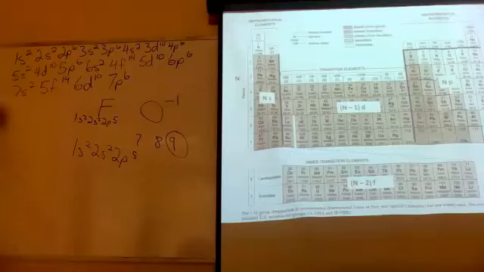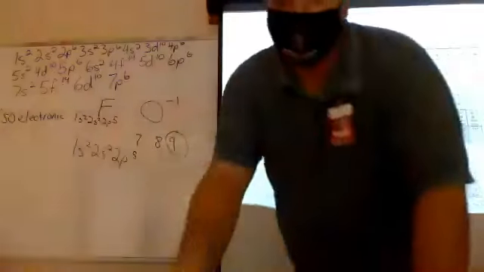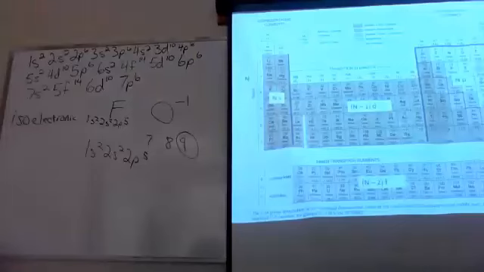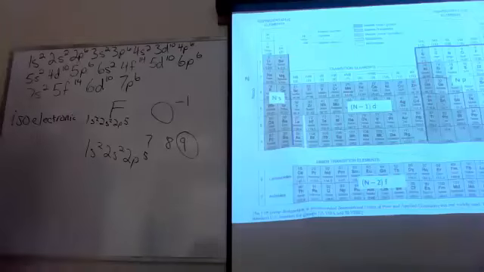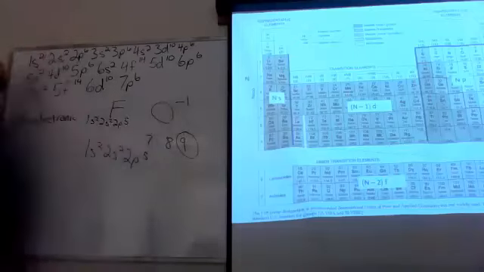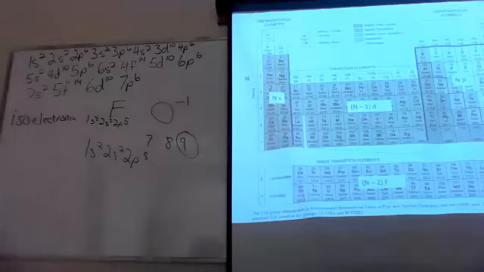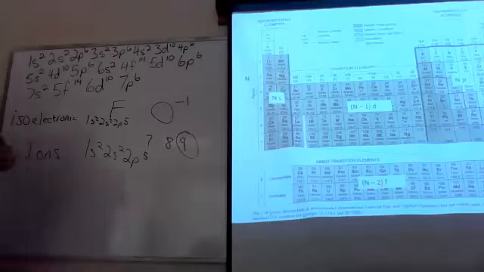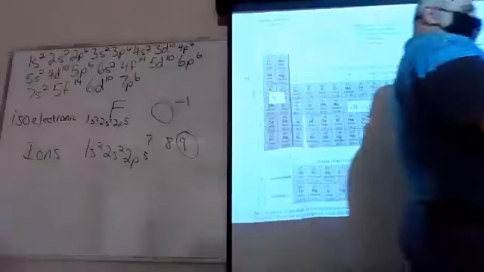This relationship is called isoelectronic. Isoelectronic. Iso means same. Isoelectronic, same electronic configuration. And it lets us handle these atoms that have a charge. Have we talked about those yet? What those are called? Okay, good. Those are called ions. So atoms with a charge.